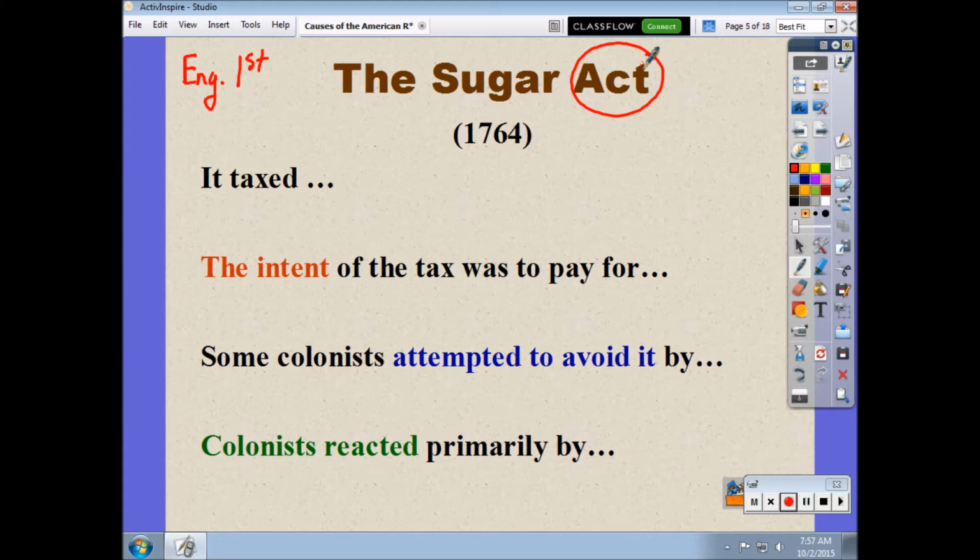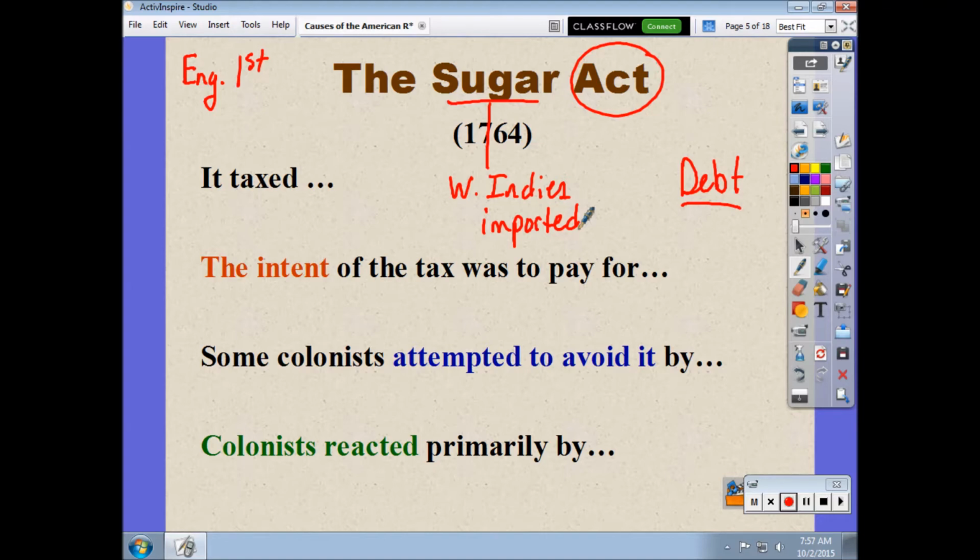The intent of this particular tax was to pay for the debt of the 7 Years' War. So we talked about the idea that there was a money issue with the English, and the debt that existed after the 7 Years' War was so great that the English began to pass these taxes in order to pay for that war, to pay that debt. Notice something here. The sugar we're talking about comes from the West Indies. The sugar is imported.